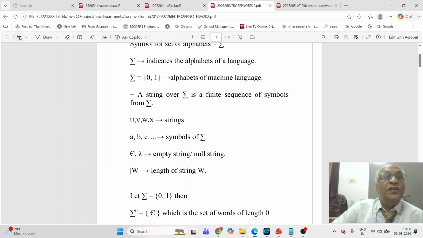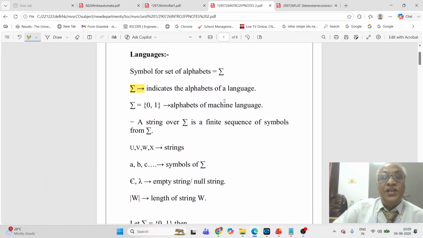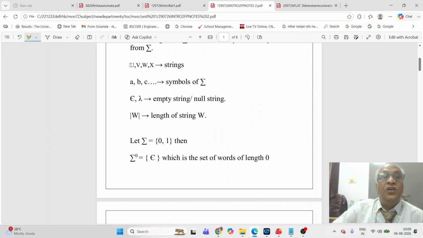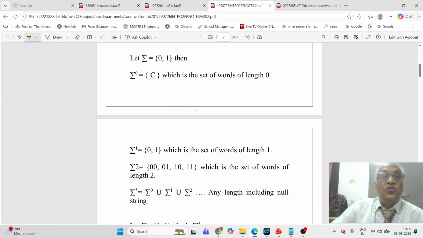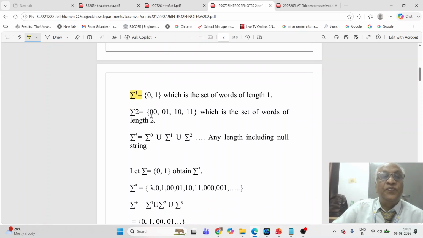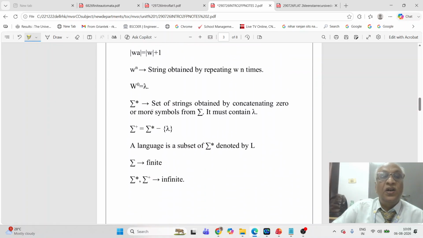So we had mentioned sigma as a symbol which indicates the alphabet, and the usual convention is that u, v, w, x are used for strings, a, b, c are used for symbols, and epsilon or lambda are used for the empty string or null string. This indicates the length of the string. So the exponential of the alphabet relationship is given here. This we had all covered.